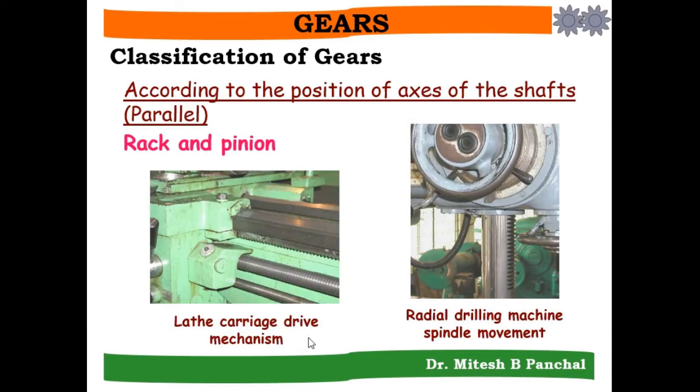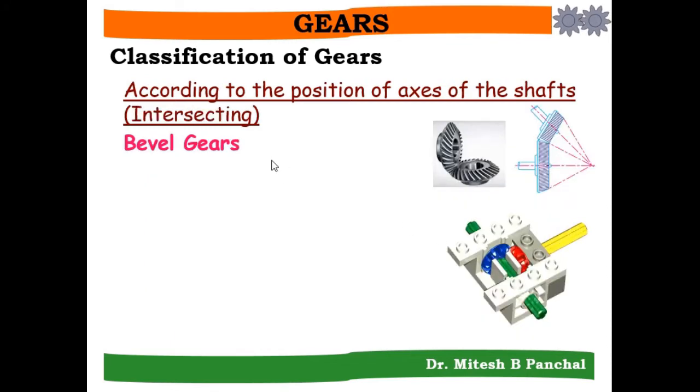These two are another example which mostly the students see in the workshops. One is the lathe carriage drive mechanism, which is having the rack and pinion mechanism. Another one is the radial drilling machine, in which the mechanism used for the spindle movement is using the rack and pinion mechanism.